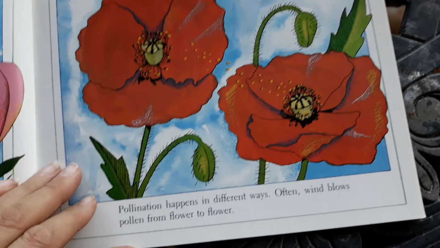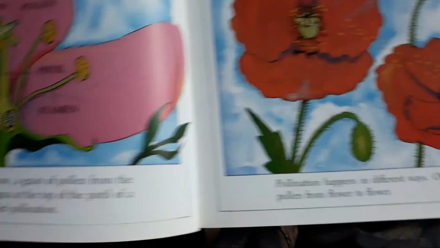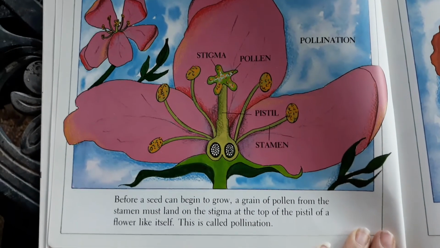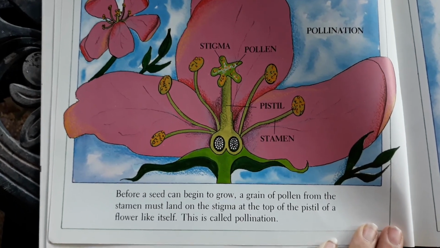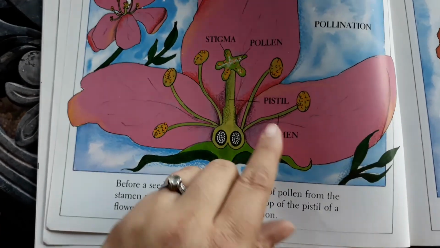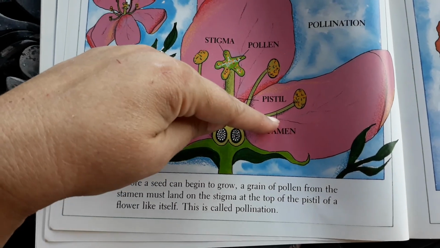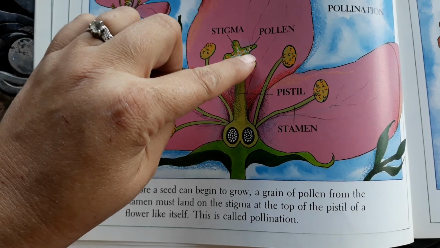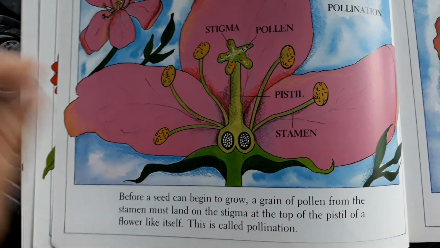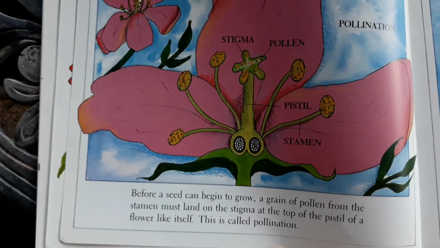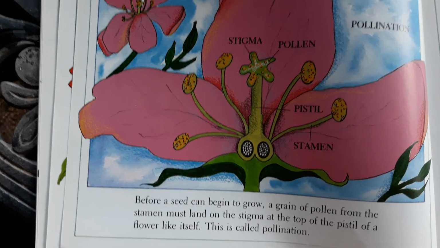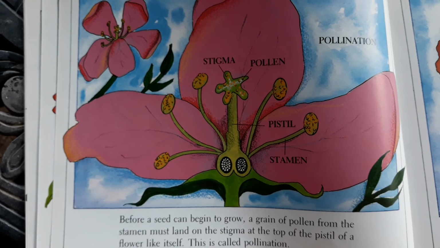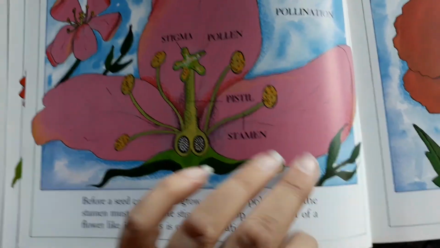Let's see. All right, let's go here. So before a seed can begin to grow, a grain of pollen from the stamen, from here, must land on the stigma up here. And then once that happens, we will have a pollinated flower. It's called pollination. Can you say that? Pollination. Good job.